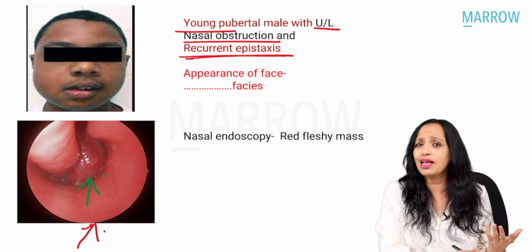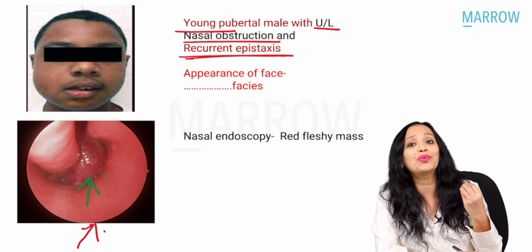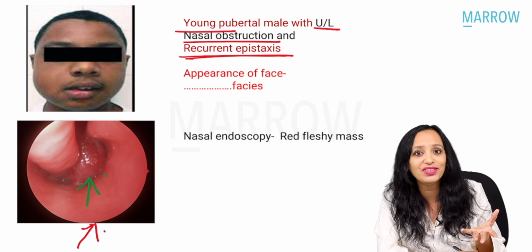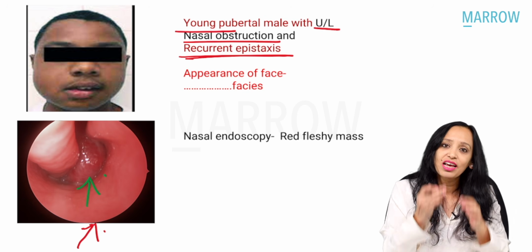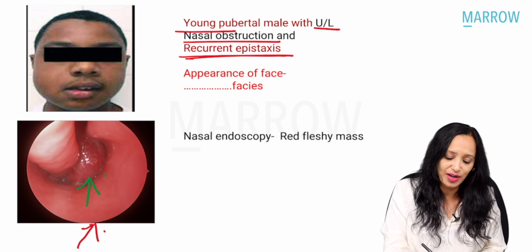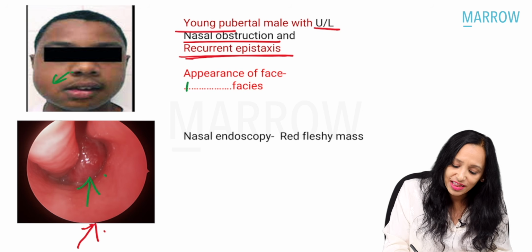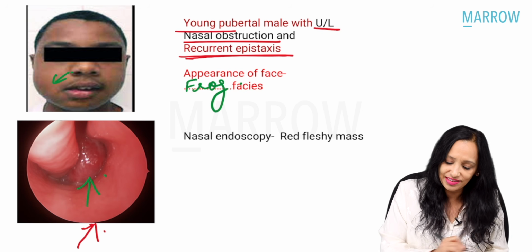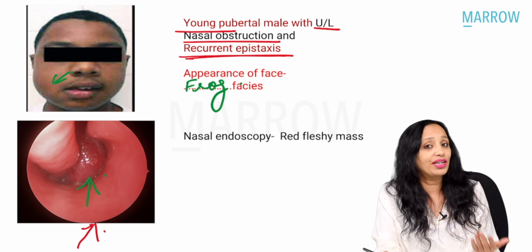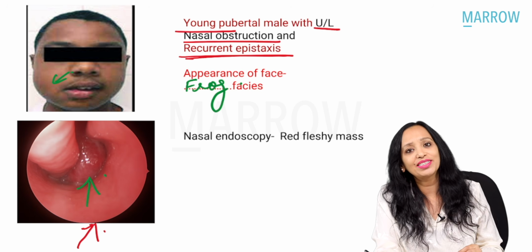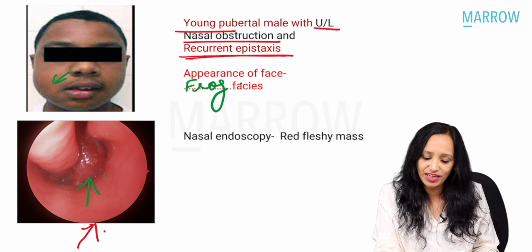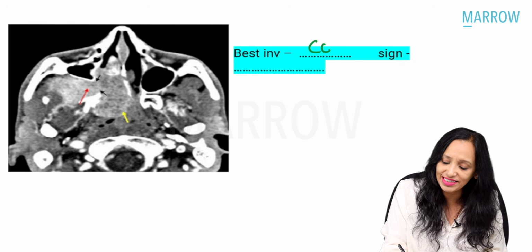Yes, and what is asked is either the diagnosis or the appearance of the face of this patient. The appearance of the face with broadening of nose, proptosis, swelling of cheek is what is known as the frog facies, right? Or what is asked is the best investigation. So, what's the best investigation? Yes, the best investigation here is CECT.